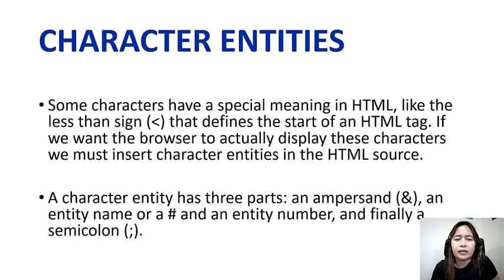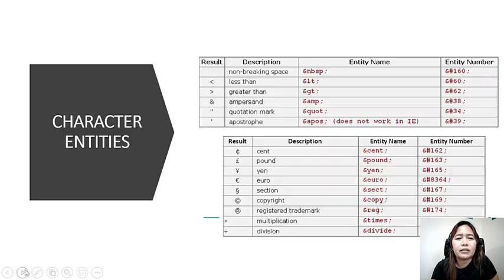Moving on to character entities. There are already characters in HTML that have a specific meaning, for instance, the angle brackets, the less than and the greater than sign. So how do we display characters like these in HTML? That's the role of character entities. A character entity has 3 parts. It starts with the ampersand, an entity name, or the other option is you use the number sign and an entity number, and finally a semicolon. So let me show you examples of these character entities in the next slide.